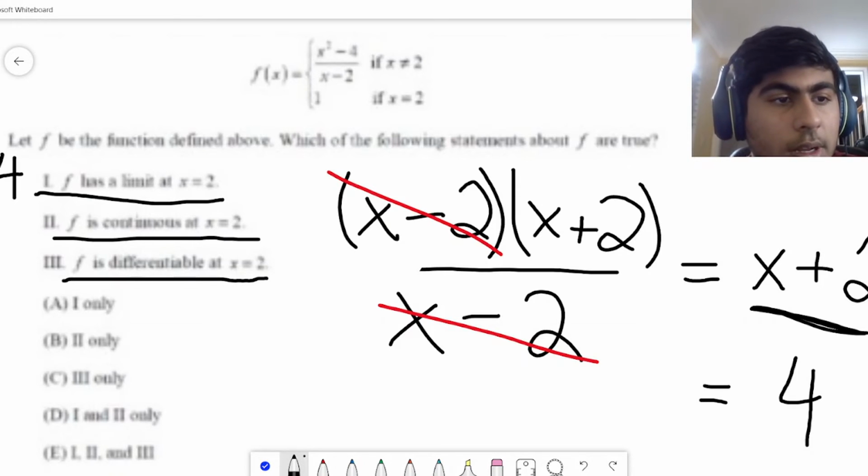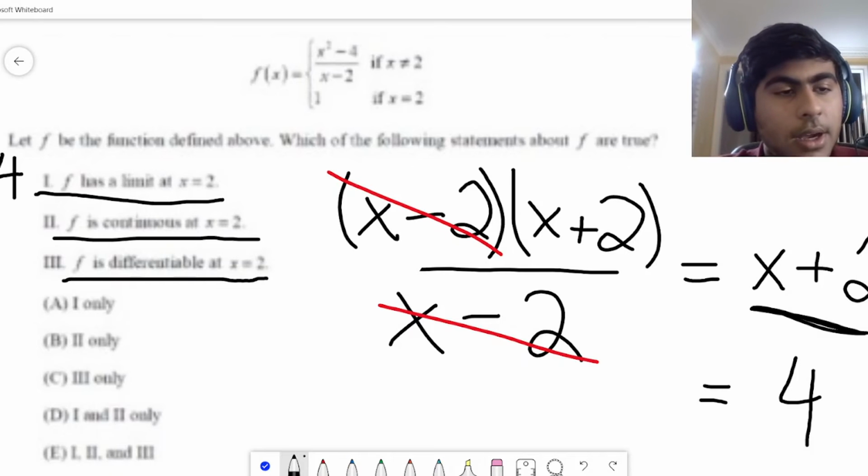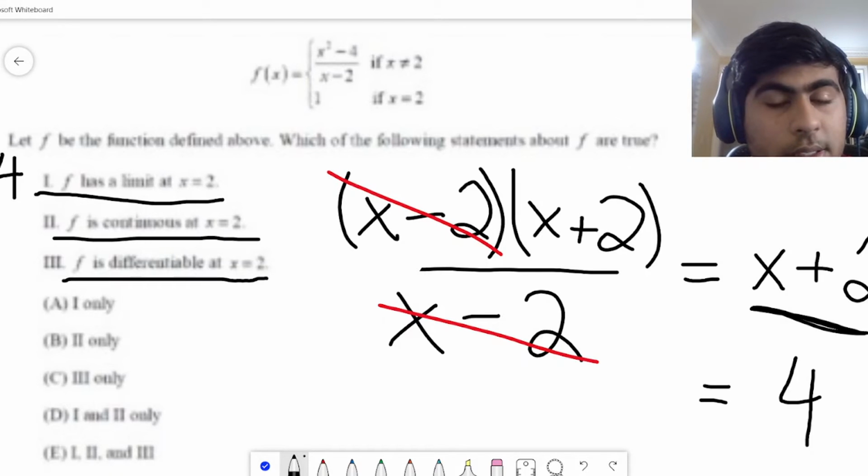We can put a 4 right there. Now we need to see if it's continuous. Now, remember from our content review video that continuity occurs when you have a value of f of x, a value of the limit of f of x, and when the limit and the value are equal.